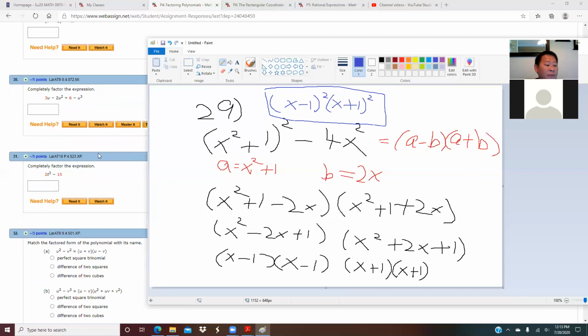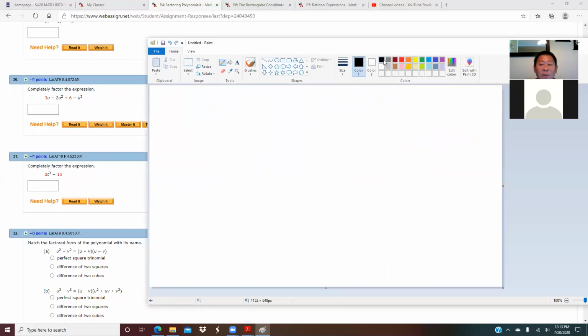Next is 31. You have to factor 31 completely. Do not forget that the first thing you do when factoring is take the GCF out. If you look at question number 31, the reason I know you have to take a GCF out is because 2 and 16 are not perfect cubes, even though this is a cube here. So you can factor the 2 out, the GCF out. What you are left with in this case is t cubed minus 8.